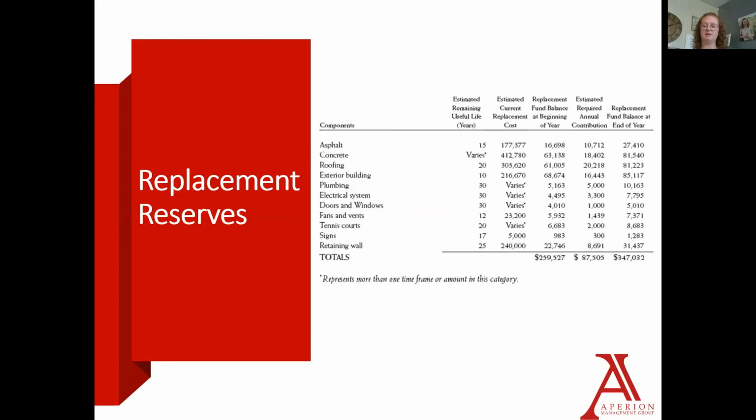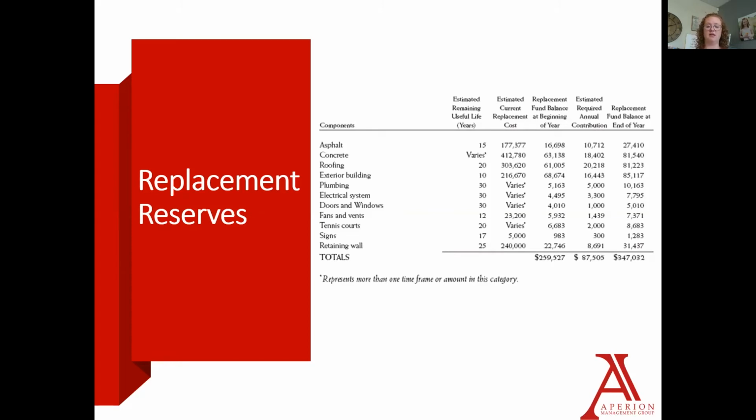And so your components are going to be the things that your association is responsible to maintain. And that list is going to be in line with what your CC&Rs say. So your CC&Rs are going to establish what those requirements are. And then the reserve professional that you're hiring to prepare that study is going to provide you with everything over on this right-hand side of the screen. And they're going to provide you with the general estimated useful life of that item. So when we're talking about asphalt, this one's a little conservative that you see on the screen, but asphalt, generally the useful life here in Central Oregon is 20 to 25 years.